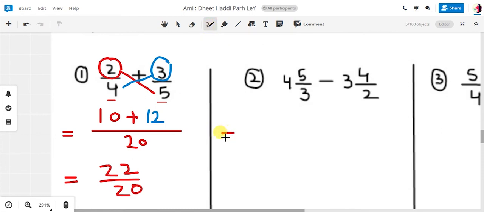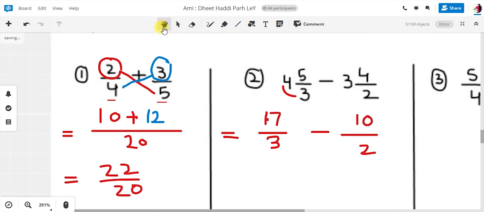Okay. First we have to convert these mixed fractions into standard form, either proper or improper. So the denominator stays as it is, minus and 2. Now multiply these numbers. 4 times 3 is 12, plus 5 will give us 17. So it becomes 17 over 3. And 3 times 2 is 6, 6 plus 4 is 10 over 2. Right?